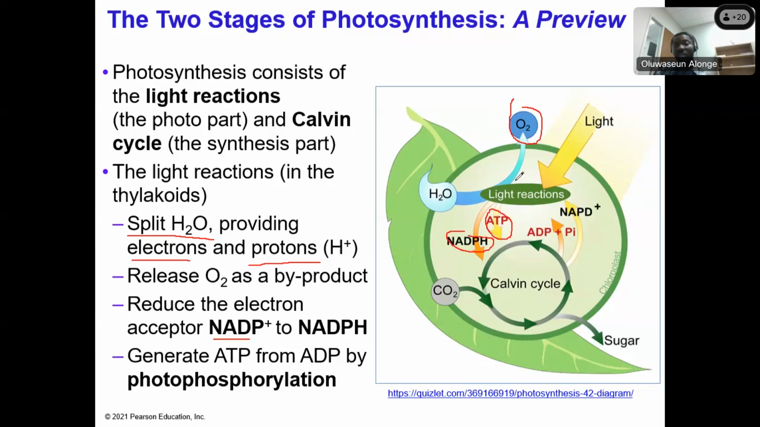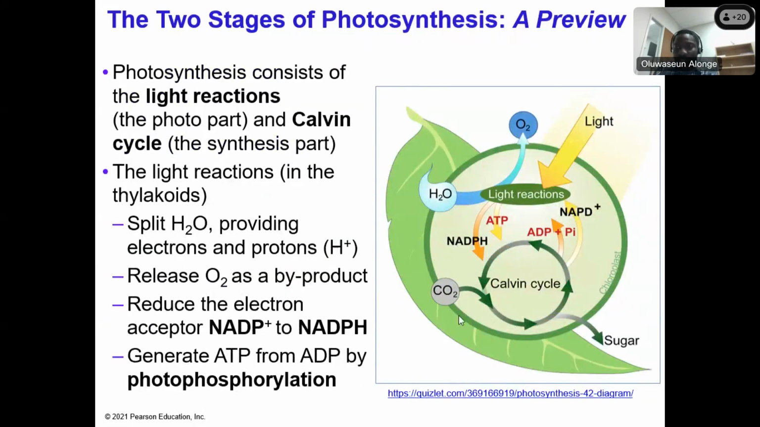So the light reaction, number one, produces oxygen from water. Number two, reduces NADP plus to NADPH. Number three, produces ATP through photophosphorylation. Phosphorylation simply means addition of phosphate to ADP to phosphorylate it to become ATP, right? But because it requires sunlight, we call it photophosphorylation. And I'll be showing you all of that as we go.